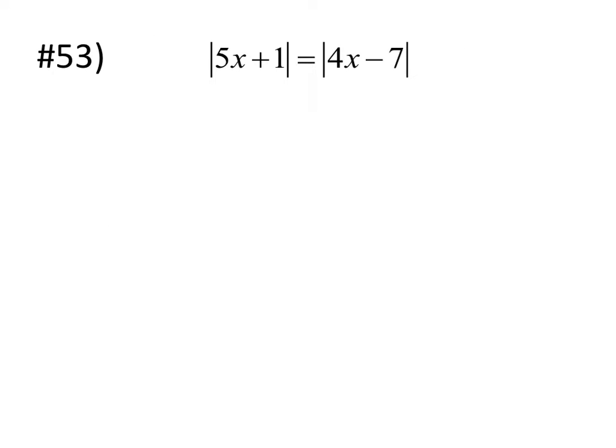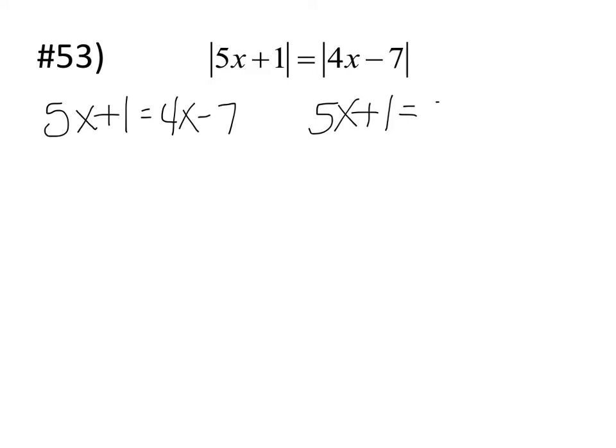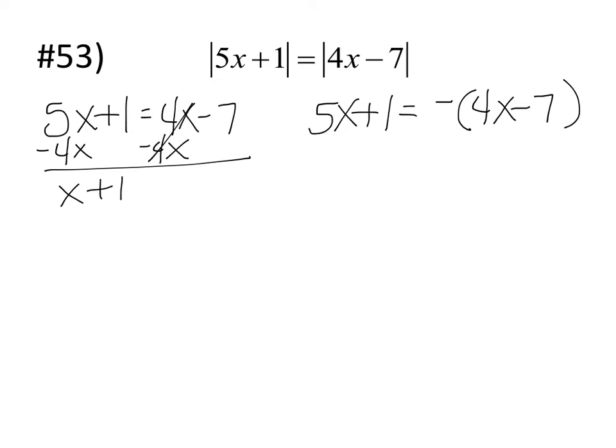Okay, here you have the absolute value of 5x plus 1 is equal to the absolute value of 4x minus 7. So you have 5x plus 1 is equal to 4x minus 7. And then 5x plus 1 is equal to negative 4x minus 7. So here you're just going to move the smaller x to the larger x, leaving you x plus 1 is equal to negative 7. Then you'll subtract 1 from both sides, giving you x equals negative 8.